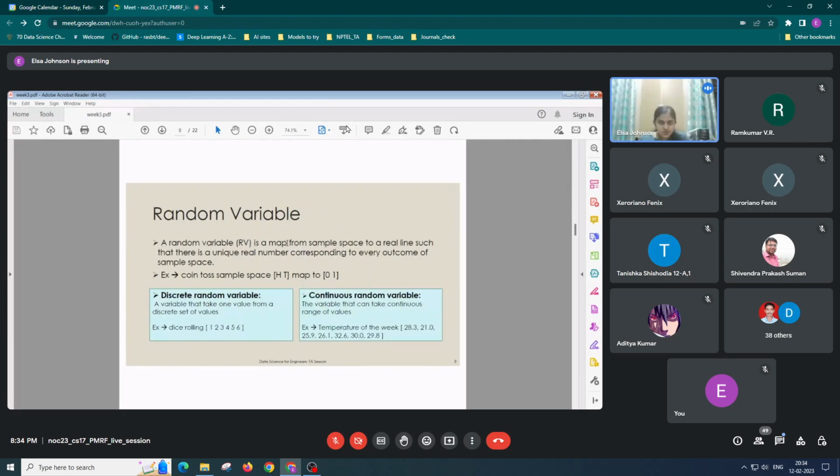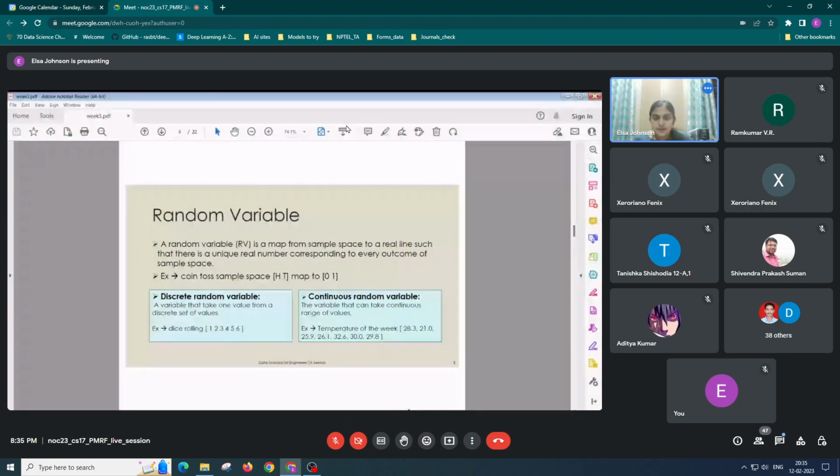So a random variable is a mapping from the sample space to the real line such that there is a unique real number corresponding to every outcome of the sample space. So there are discrete random variables as well as continuous random variables. A variable that takes one value from a discrete set of values is a discrete random variable, and a variable that can take a continuous range of values is a continuous random variable. Examples are dice rolling, where you have 1, 2, 3, 4, 5, 6, and another one is the temperature of the week, which can have any continuous values.